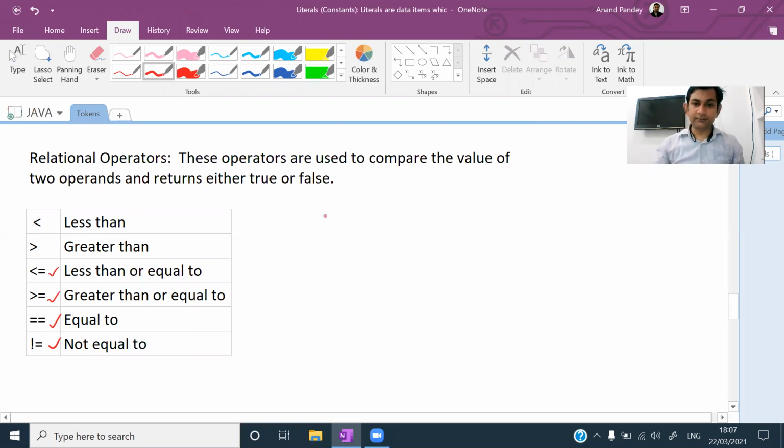For example, let me show you. Consider a equal to 5 and b equal to 2. These two variables we have, and we are writing a is greater than b. So here this operator greater than will compare whether the value of a is greater than b or not. The value of a is 5, b is 2, so a is greater than b is true. So the result of this expression will be true.